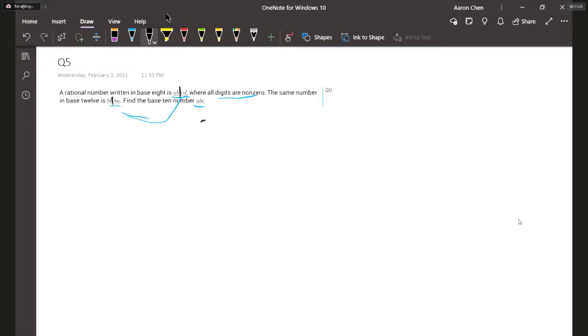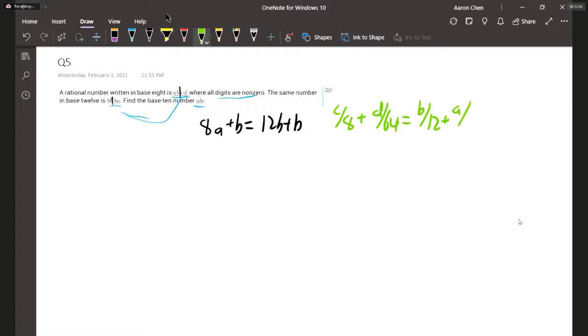And so you have that 8a plus b equals 12b plus b, and c over 8 plus d over 64 equals b over 12 plus a over 144. And so for the first equation, we can cancel out these b's, and so a is equal to 1.5b. And for the second equation, you can plug this into it.